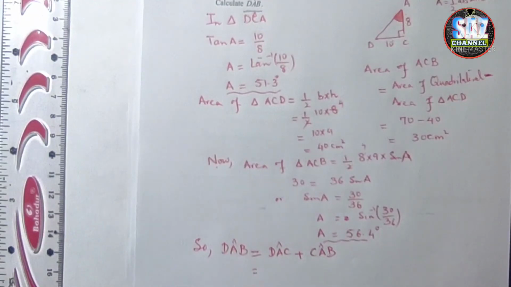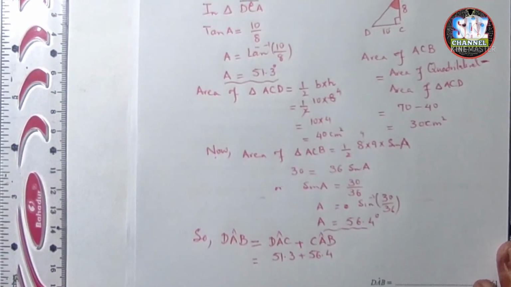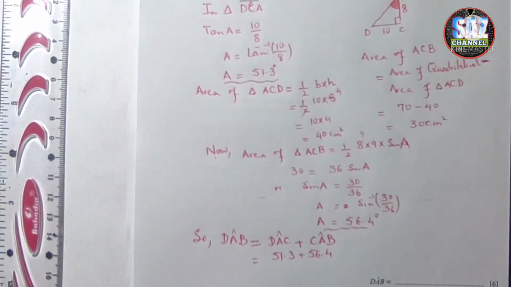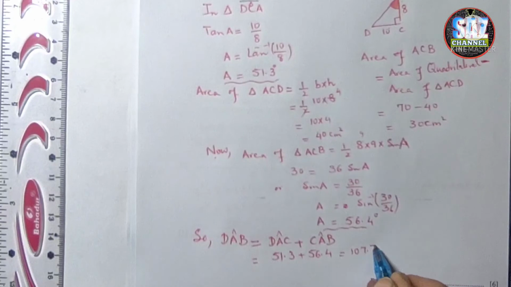I'm going really slow so that my O2 students can also understand these lessons properly, so that they can prepare their final examination. They can take the help from these papers. DAC is 51.3 degrees plus 56.4 degrees. Now we have to add up these two values. 51.3 plus 56.4, and this is 107.7 degrees. So angle DAB equals 107.7 degrees.